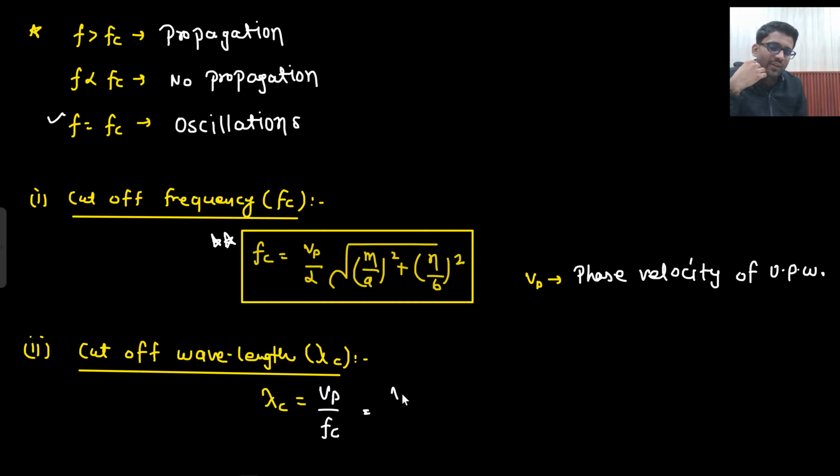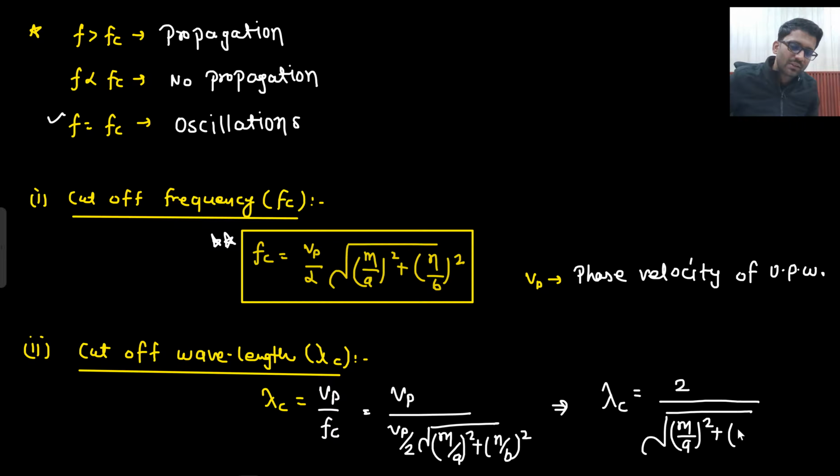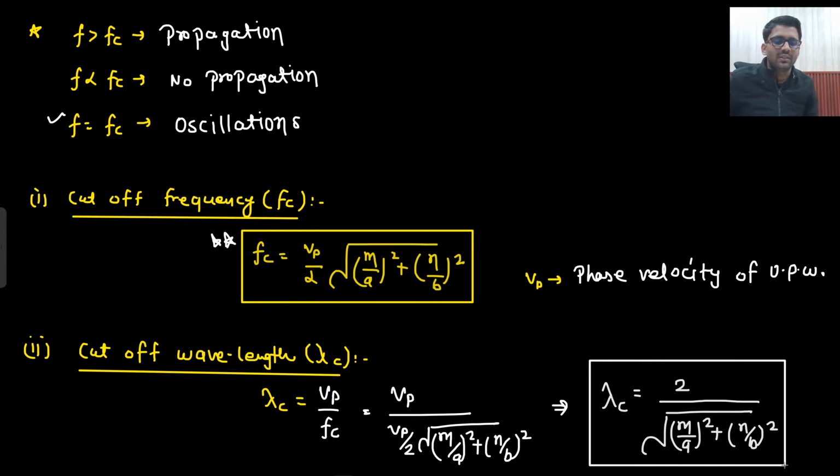So if I put the formula of fc here, what am I going to get? What is my fc? Vp by 2 under root (m by a) whole square plus (n by b) whole square. So what you are getting? Lambda c is equal to, this 2 goes upward, so 2 by under root (m by a) whole square plus (n by b) whole square. So this is your lambda c. I am not putting a star mark here.